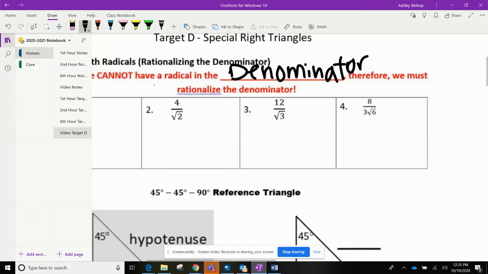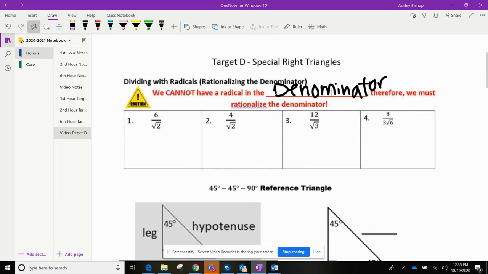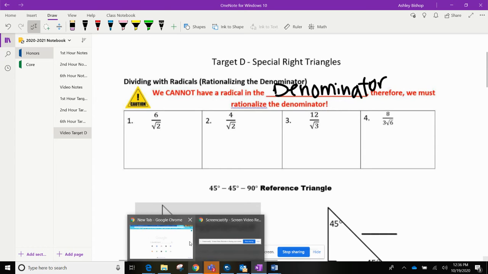Hey guys, I want to show you your Target D notes. We are starting Target D today. It's special right triangles. Remember, this is not in the packet, and so you can find it on Teams by going to our page.